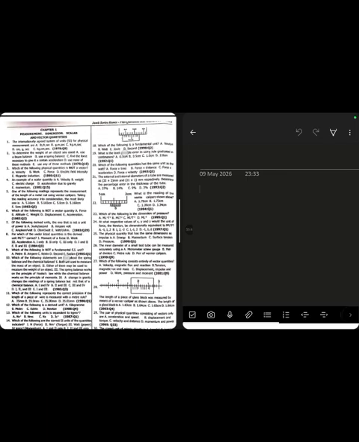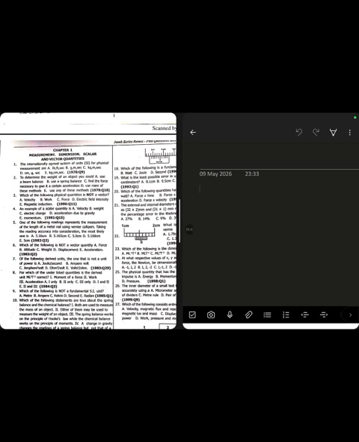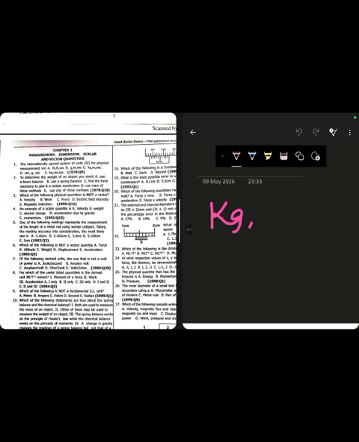Okay. The first question says, the internationally agreed system of units for physical measurement are dash. Which of these are the internationally agreed system of units? SI units are the units for your fundamental quantities. So the answer to question 1 is option C, which is kilogram. Kilogram is the unit for mass, meter is the unit for length, and second is the unit for time. So the answer is C.